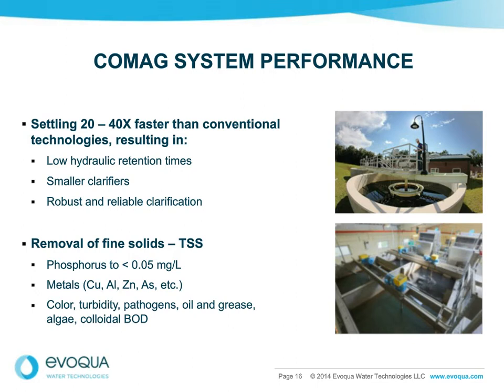The recycled sludge also seeds reaction chemistry and produces high-quality effluent. Typically, we can see less than 0.05 milligrams per liter of phosphorus without any further polishing steps of the effluent.